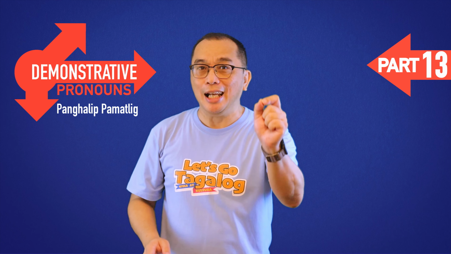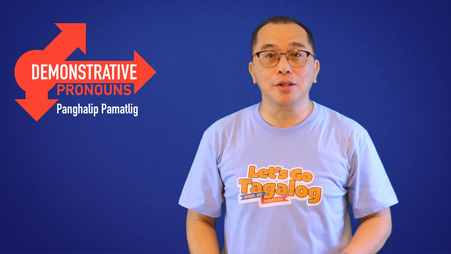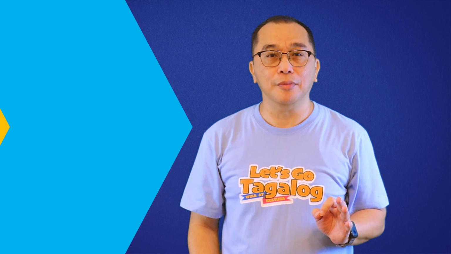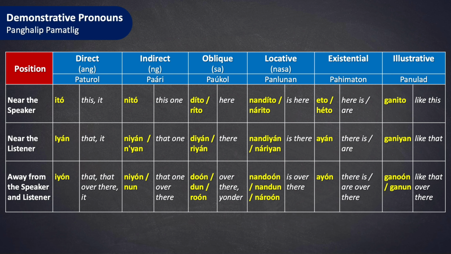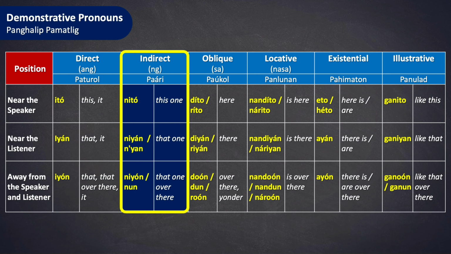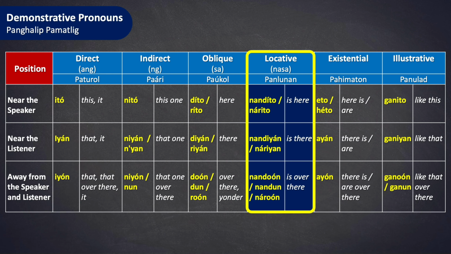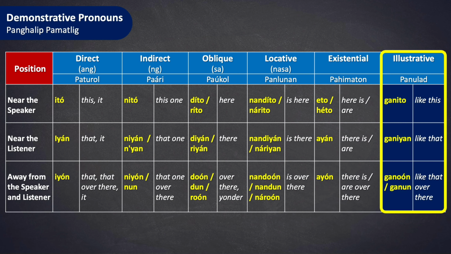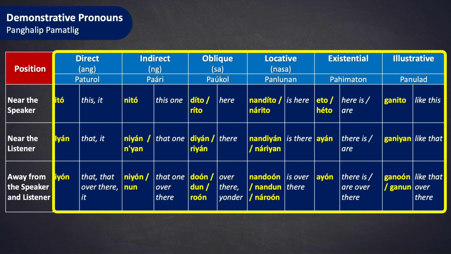Kumusta po kayo? Welcome back. In the last 12 videos, we have discussed a major chapter in learning Tagalog, the Tagalog demonstrative pronouns or Panghalip Pamatlig. Demonstrative pronouns are used as substitutes for subjects or objects when referring to them. You will recall that there are 6 categories of the Tagalog demonstrative pronouns: direct, indirect, oblique, locative, existential, and illustrative. In this video, we will make use of them and combine them in simple sample sentences.